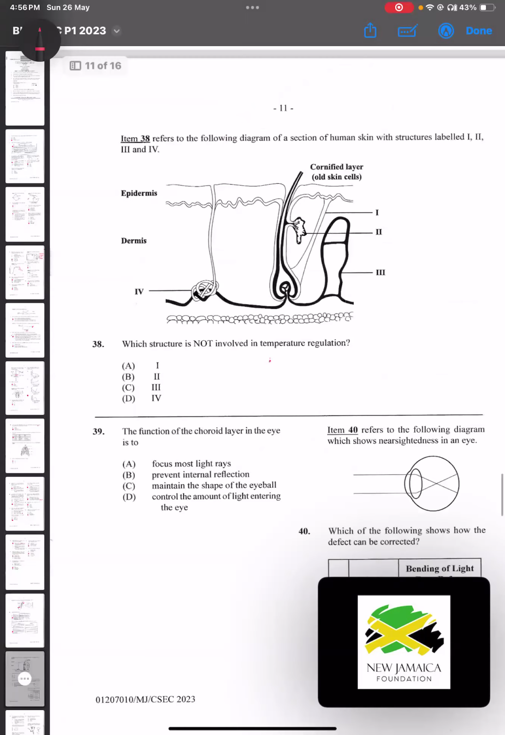And then 38 is asking you about the skin and which one of these labeled structures is not involved in temperature regulation. So we have 4, 1, 2, and 3. So what's our answer? Anybody? Not sure, not sure. Okay, I see the answer, so it's B.